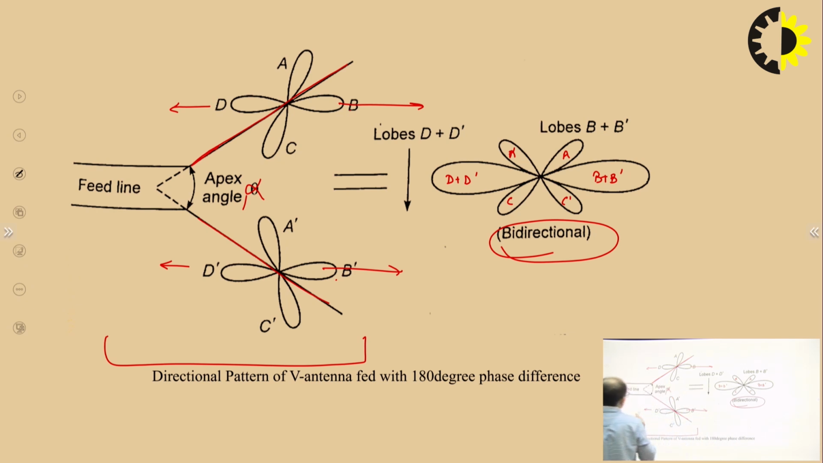And this one is a bidirectional antenna because of the direction pattern of the wave when it is fed with a 180 degree phase difference. The current which I am providing in this leg is I, and the current which I am providing in the other direction will be out of phase with the first one.